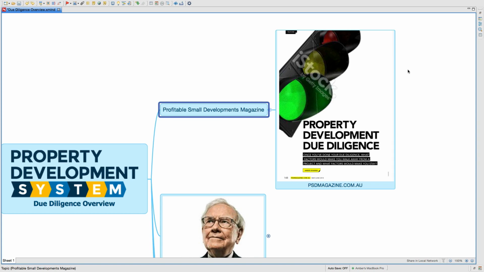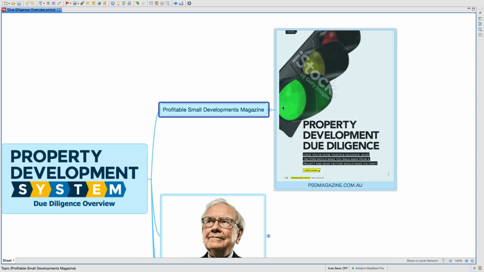Due diligence overview. This is extracted from an article that I wrote for psdmagazine.com.au. It's called Profitable Small Developments Magazine, and it focuses primarily on property development. In June 2014, last year, I contributed an article there, so they sent me a proof. That's what the article looked like.